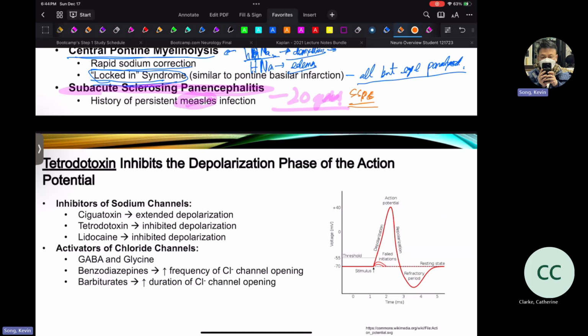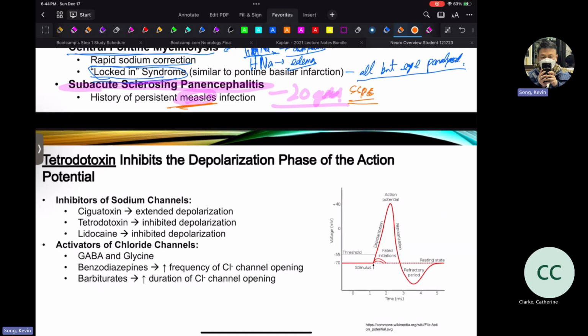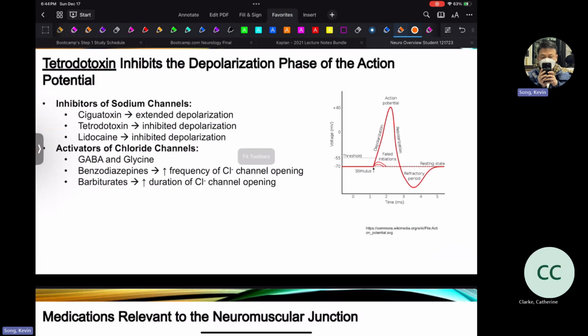So all you have to know is measles, 20 years later, and also the reason that I brought this page in was to try to explain about this thing here.